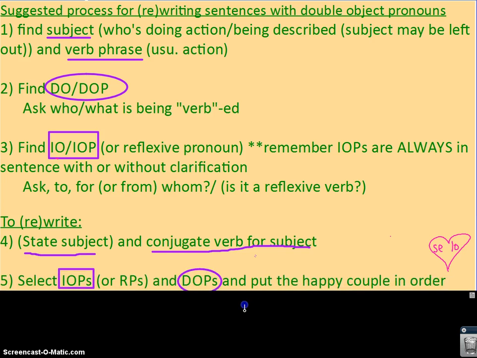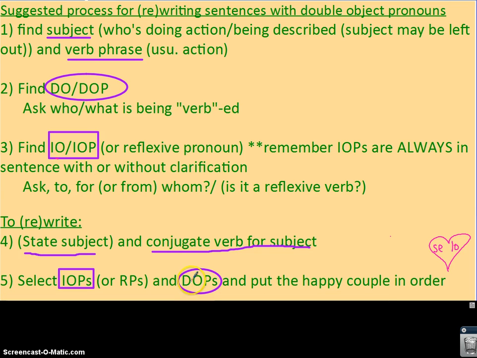Step 5. Select your indirect object pronouns or reflexive pronouns and your direct object pronouns and put the happy couple in order. How do you put them in order? Well, the direct object pronoun is always the gentleman, so he always goes second.